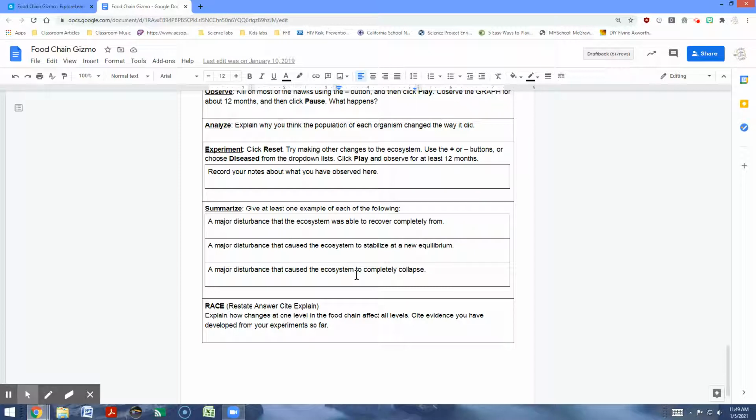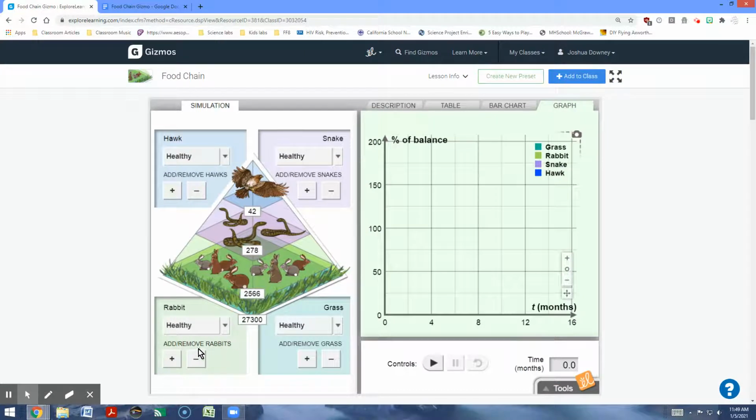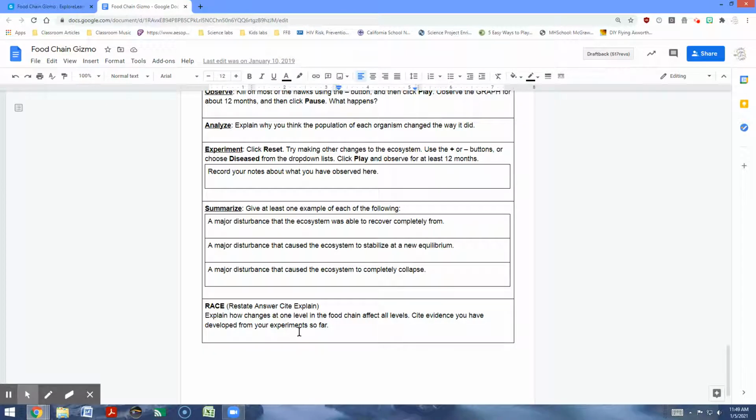And finally, what was a disturbance that completely collapsed? What did you do to either the health or the number of grass, rabbits, hawks, or snakes to completely collapse the entire ecosystem? And then finally, race, restate, answer, cite, and explain.